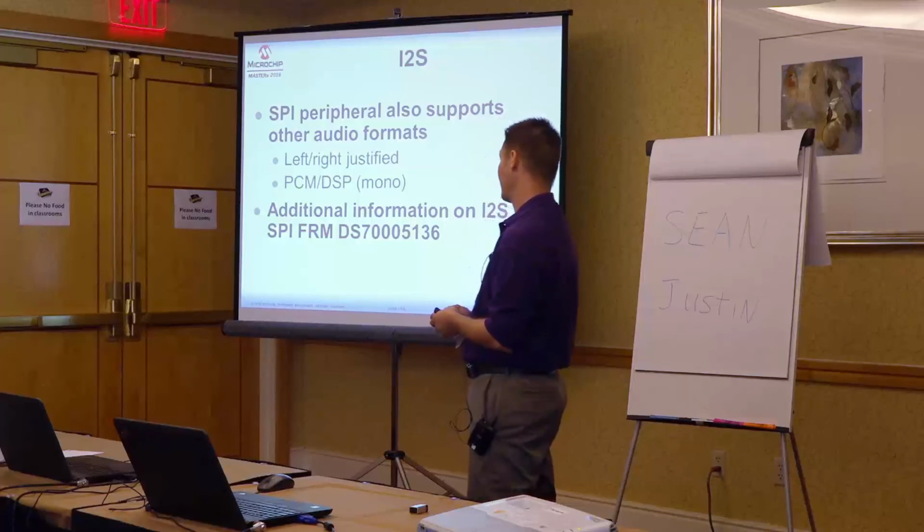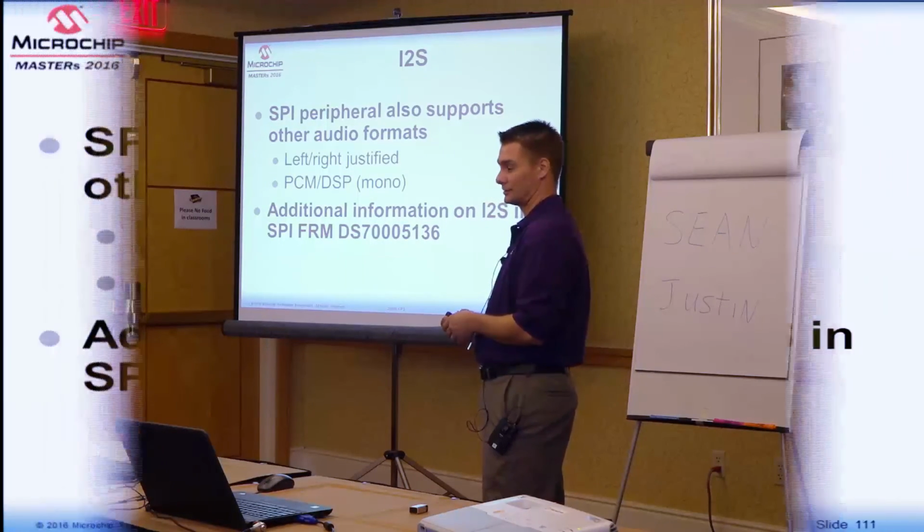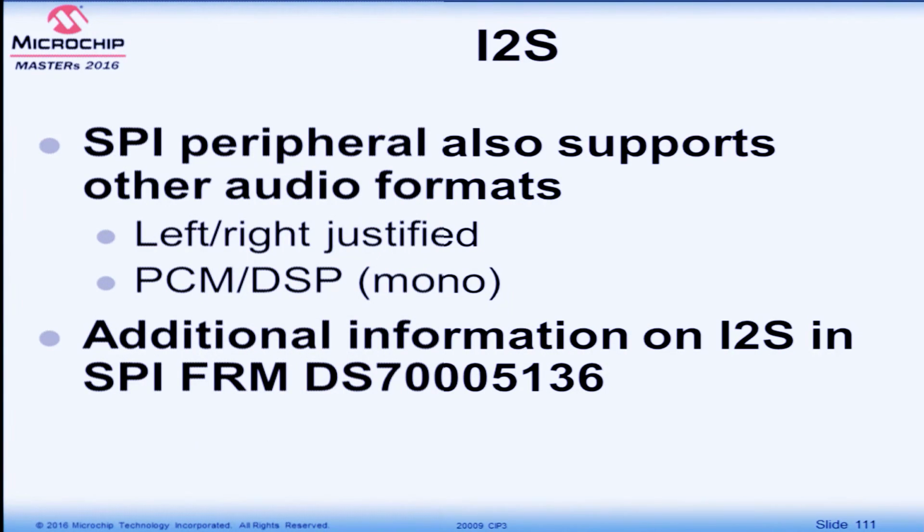The SPI peripheral also has a couple other audio modes in addition to I2S, and I think they have in the past as well. So there's left justified, right justified, and you can get straight PCM data, which is mono, I believe, only. So this information and more of it is in the FRM, like the others. They're on the Microchip website. Take a look if you want to get some more information on the SPI itself or this particular mode.